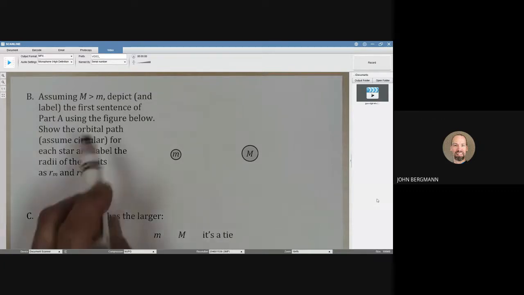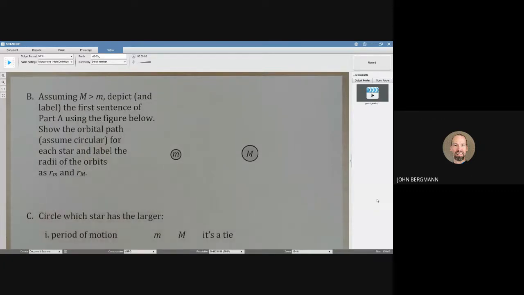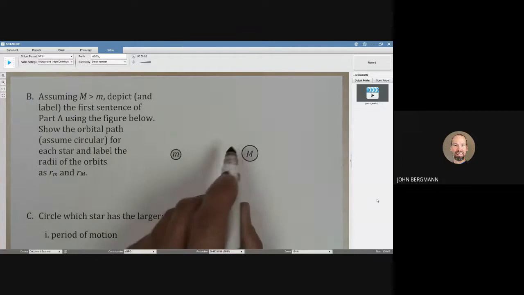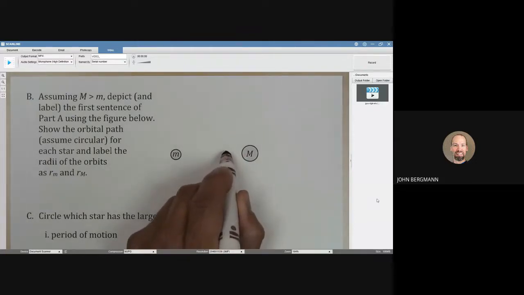Assuming big M is greater than little m in the picture here, depict and label the first sentence of part A, that is, where the center of mass is. Show the orbital path, assumed circular, for each star, and label the radii of the orbits as r little m and r big M. The center of mass, then, is going to lie closer to big M. Perhaps it's going to be right about there.